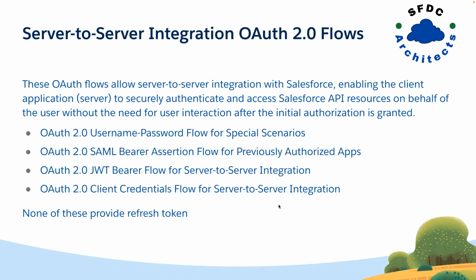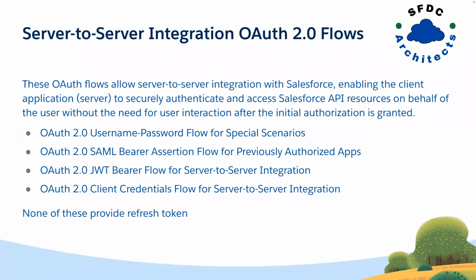So I group them because for me, it's easier to group things that are similar to each other when I'm learning and memorizing information. And so I grouped 4 of the flows that are all server-to-server integration flows. These are all OAuth 2.0 flows. And this is really when you don't want somebody, a human, to be in the middle of these flows. None of these provide a refresh token. And again, this is specific to Salesforce.